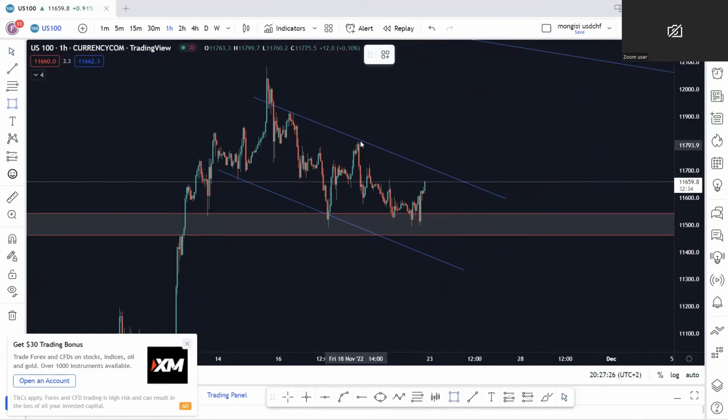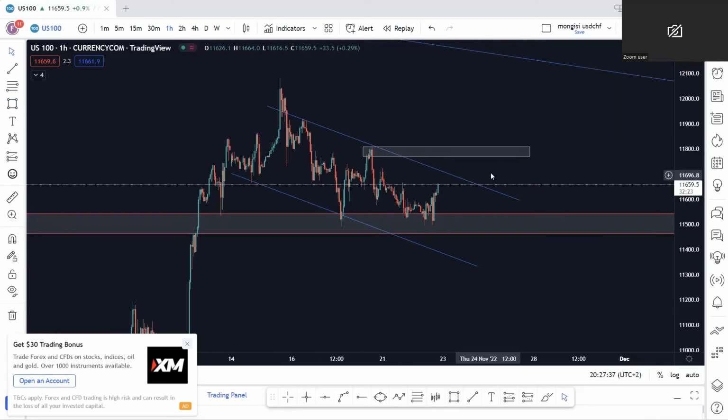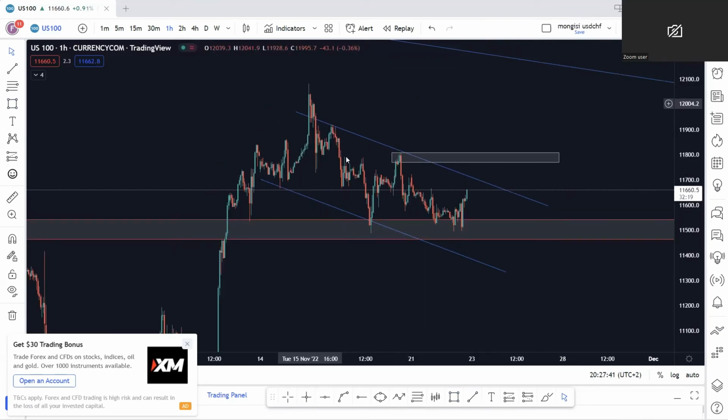So right now, I've marked out this order block right here. This order block now, which I expect the market to come up here and reject from there, because so far this side the market is balanced.